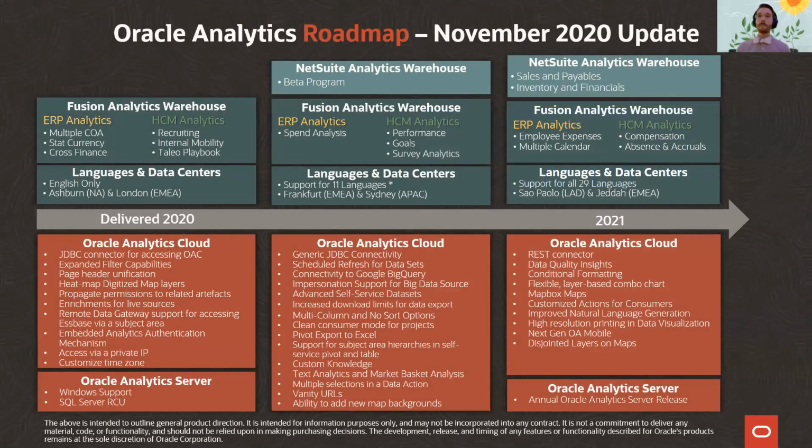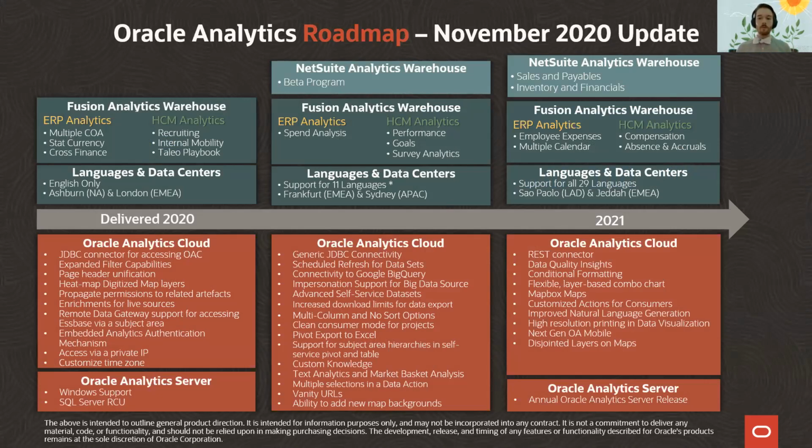Now, in terms of roadmap, I won't spend too much time on this, but I will share the link for further investigation. I wanted to at least share the November 2020 roadmap pertaining to Fusion Analytics Warehouse, Oracle Analytics Cloud, and Oracle Analytics Server. So at the top, it's really for our Fusion Analytics Warehouse product. You'll see what's coming in 2021 and what's been delivered in this current year.